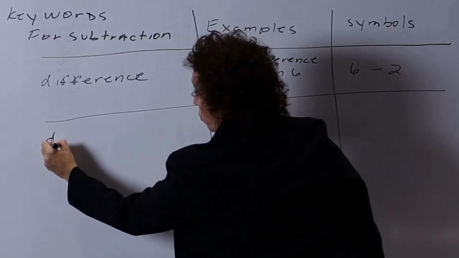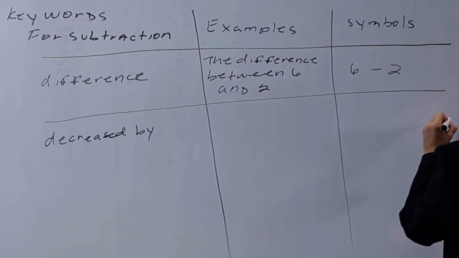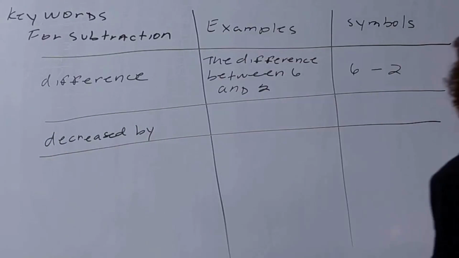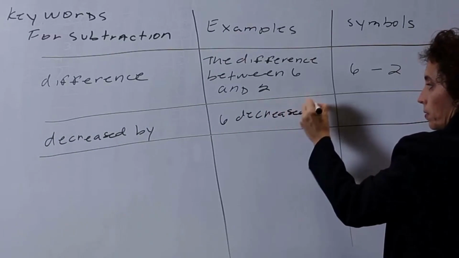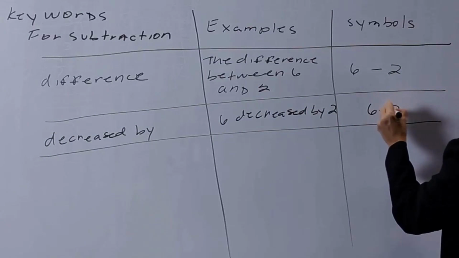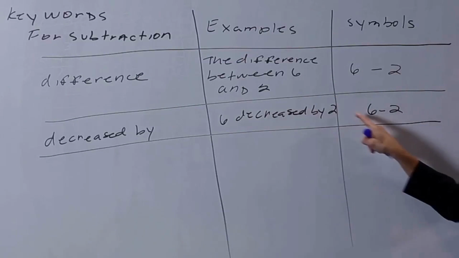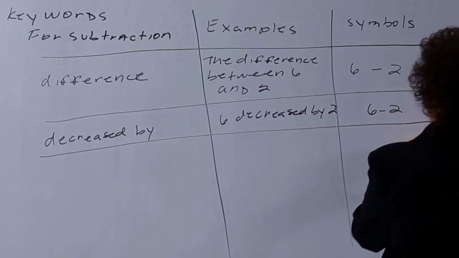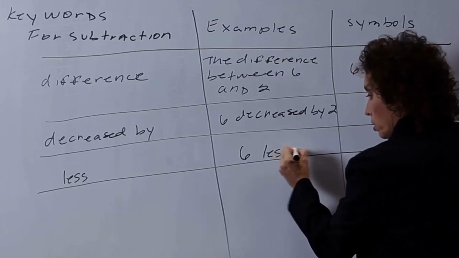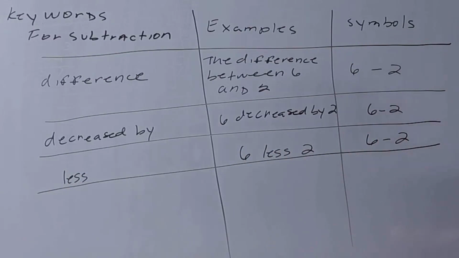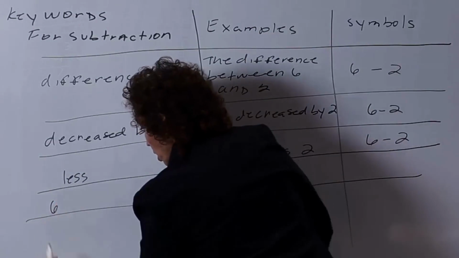Next word or phrase is "decrease by". We haven't used that, but it'll come up in algebra. We might have 6 decreased by 2. Which is 6 minus 2. Again, no order's changing. What you see first is going first. 6 is first, 2 is last. Another phrase or word is "less". 6 less 2. Again, what you see is what you get.